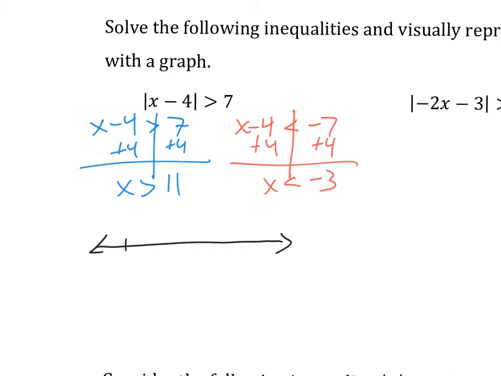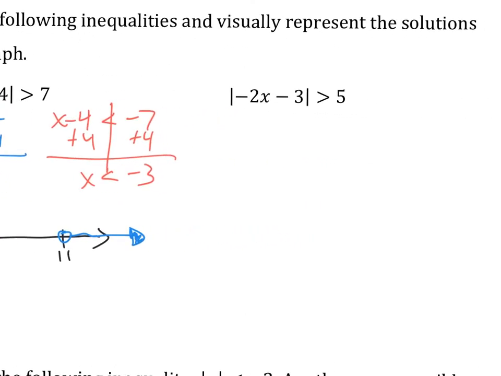Okay, so I will put -3 on here, 0, and then put 11 a little bit out here to try and make it a little bit more accurate. Okay, x is greater than 11 means we have an open circle at 11 and shade to the right. And x is less than -3 means we have an open circle at -3 and shade to the left. Okay, and this will be our solution set for this inequality.